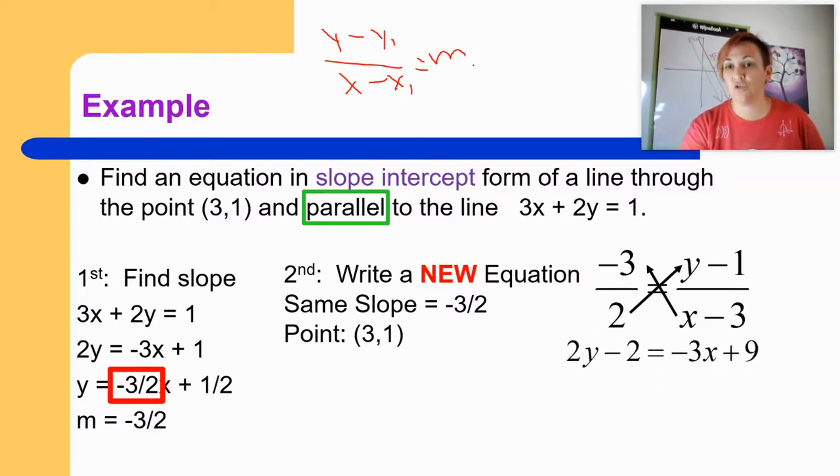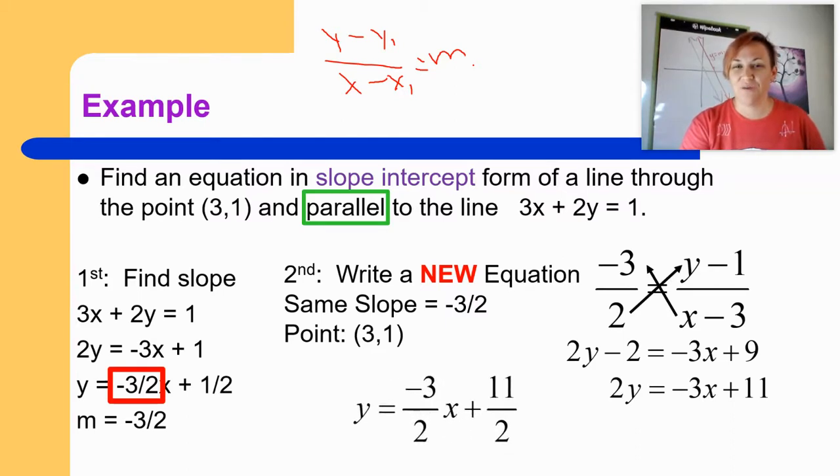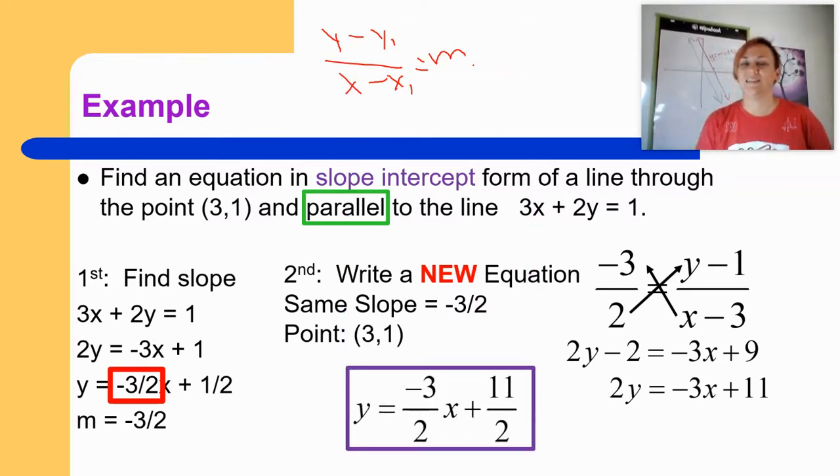Make sure that you're distributing. I'm going to add my constant from the left side to the right side. And finally, I will divide everything by 2. And this is my final answer. This is the equation of my red line, a line that is definitely parallel to the black line and that goes through this point that they gave us.